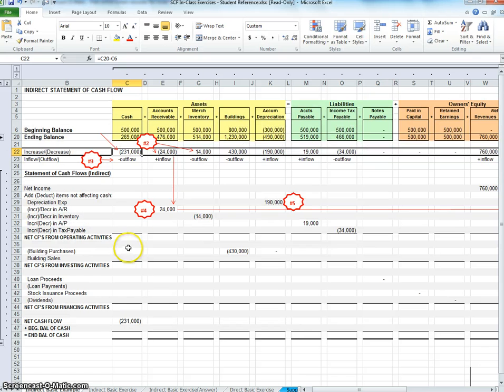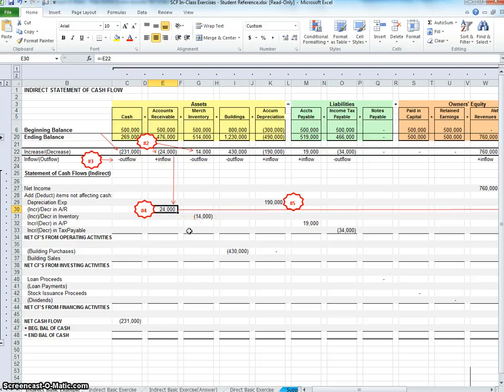All right? So what about all these other items? Let's look at the change in accounts receivable, for example. They started out the year with 500,000 in accounts receivable. They ended the year with 476,000. So they had a decrease in the balance. If your accounts receivable goes down, that means you're collecting more cash. That's actually a cash inflow, so that's a positive number.